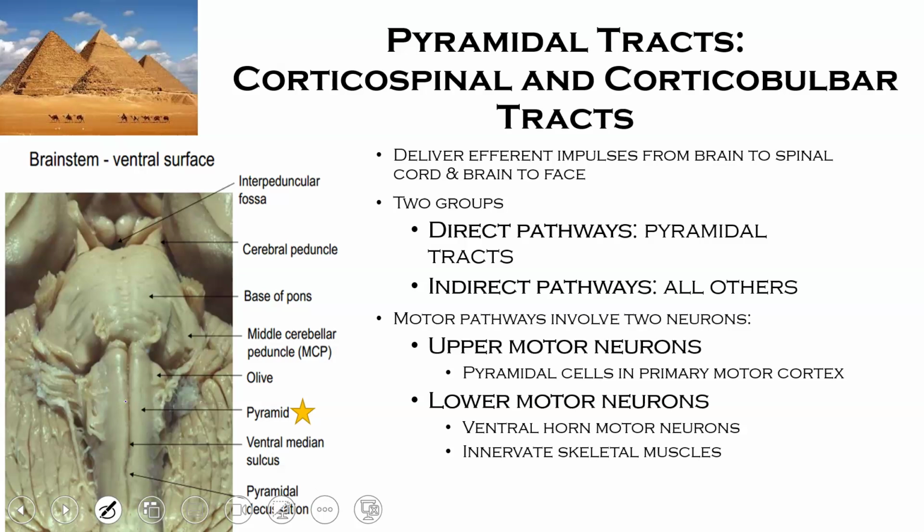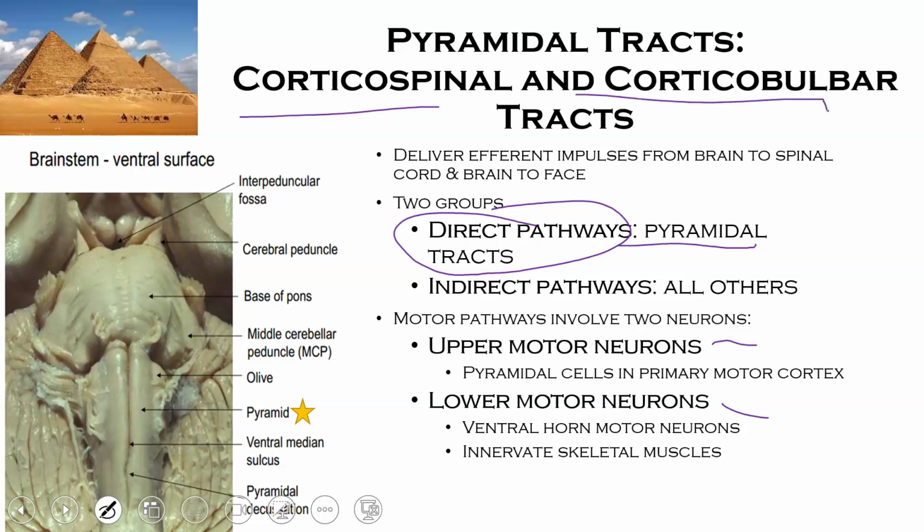So these upper motor neurons over here, those are the pyramidal cells in that primary motor cortex. Those lower motor neurons, that's the ventral horn in the spinal cord, and that innervates our skeletal muscle. Okay. Sometimes you'll see it called direct pathways. Those are the pyramidal tracts, or corticospinal and corticobulbar.